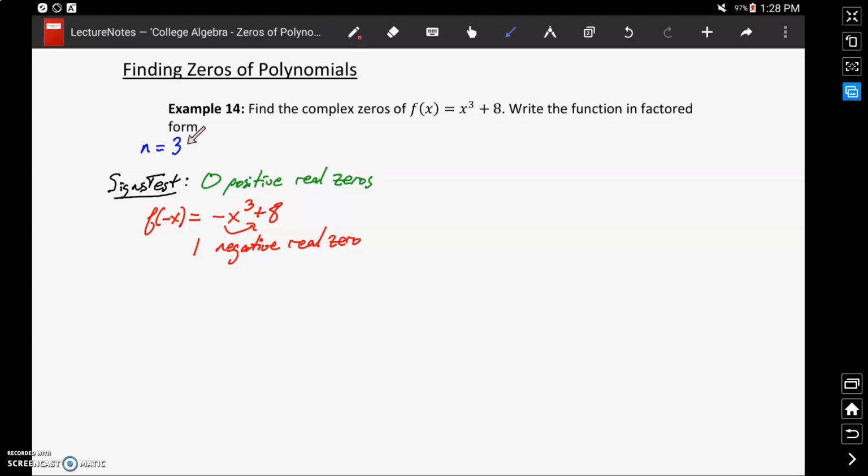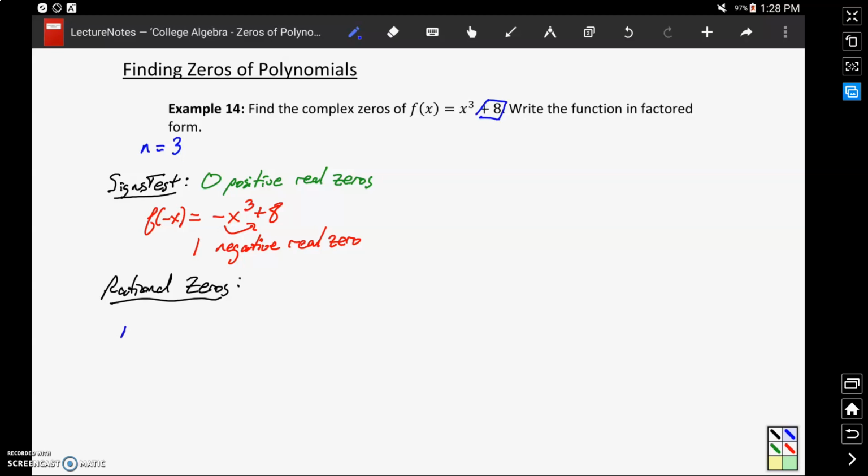We know there should be 3 zeros. None of them will be positive real zeros. 1 will be a negative real zero, which leaves us with 2 complex zeros to find in addition to that 1 real zero. From there, we'll turn to the rational zeros and construct our values for p and q.